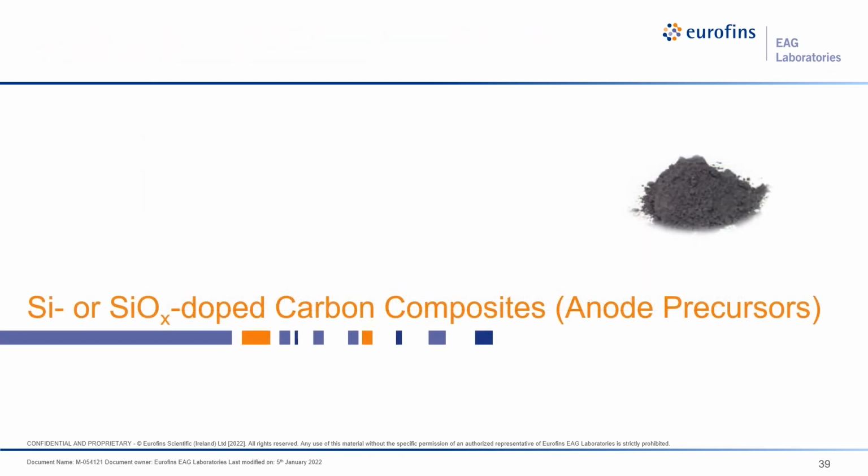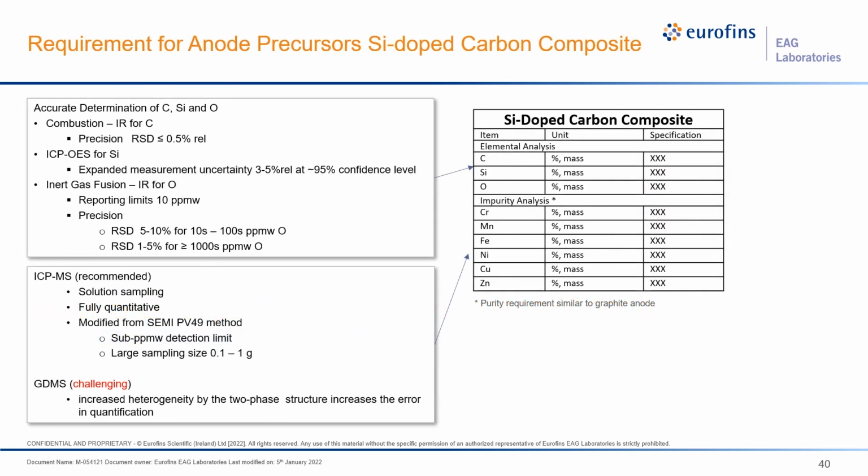Now we want to come to analyzing the next generation anode material. This is silicon or silicon oxide doped carbon composites. Those are used as an anode precursor to improve the capacity. And usually those materials are not used at 100%, rather the silicon is used at 10% or so, so that you can manage the thermal expansion or stability during the cycle.